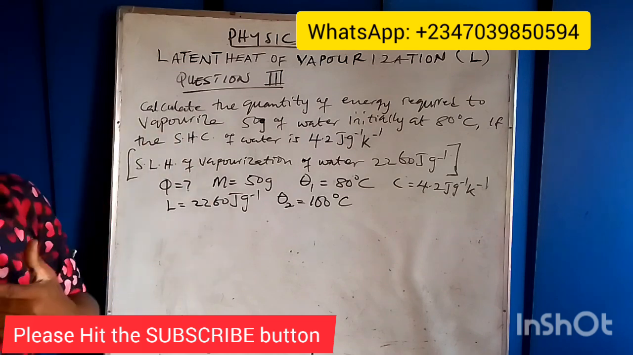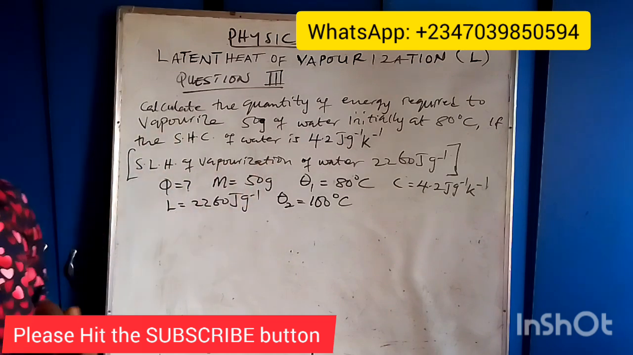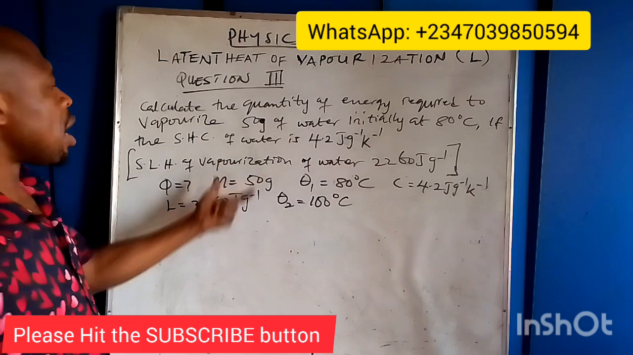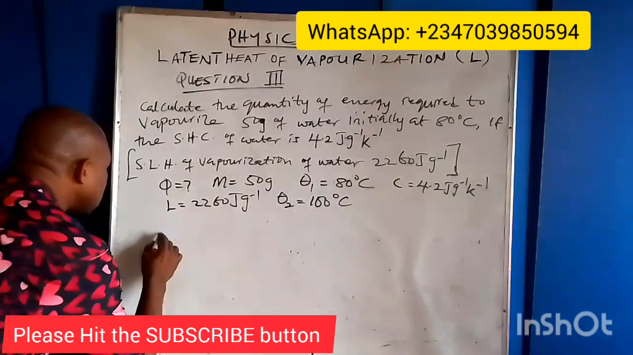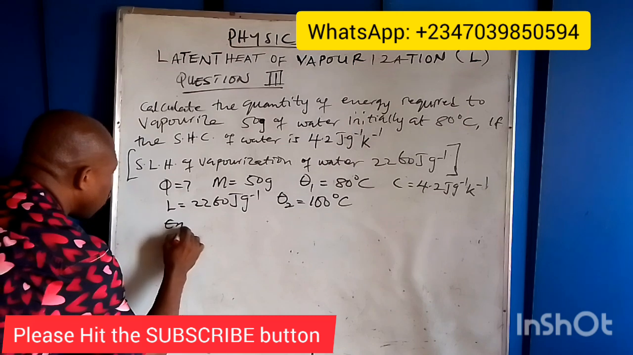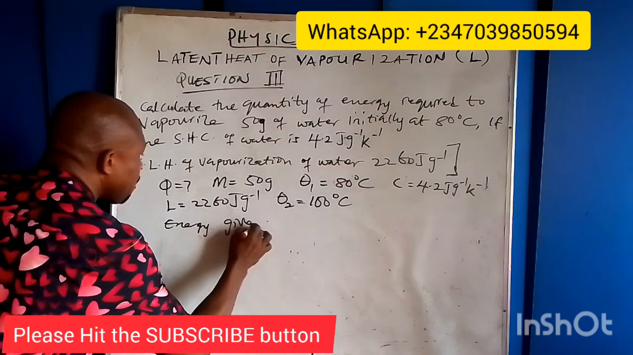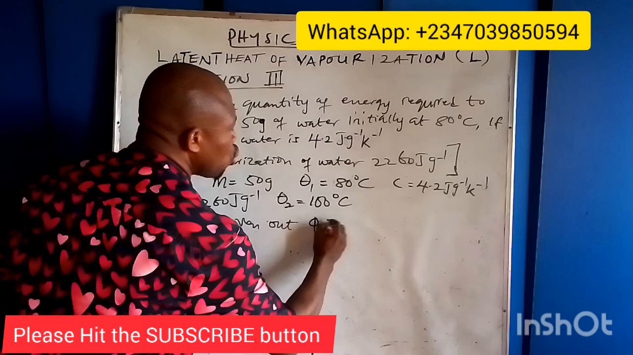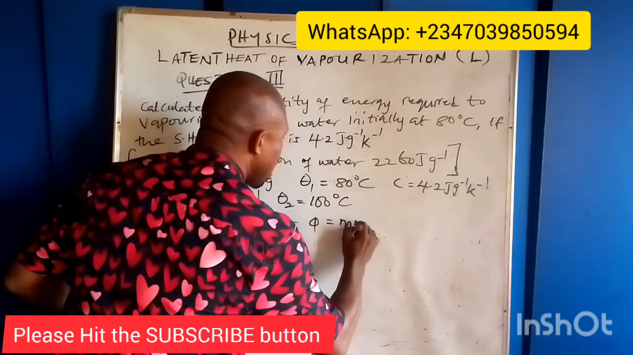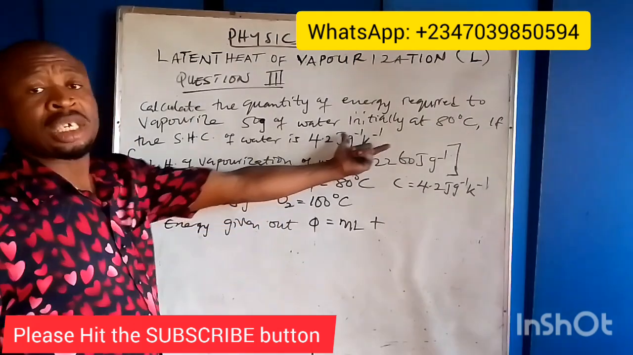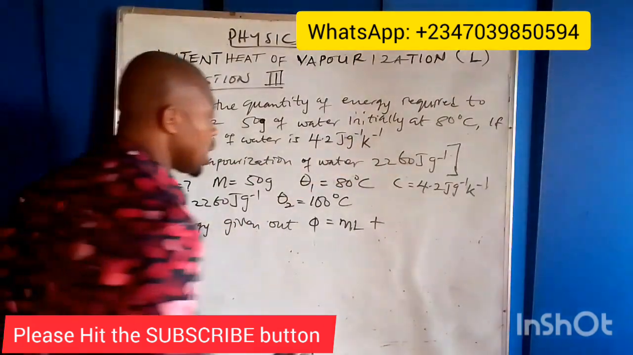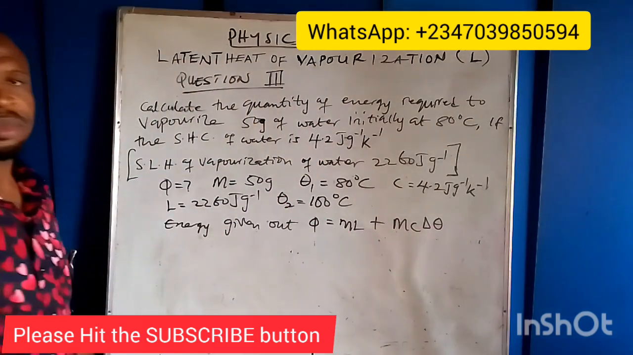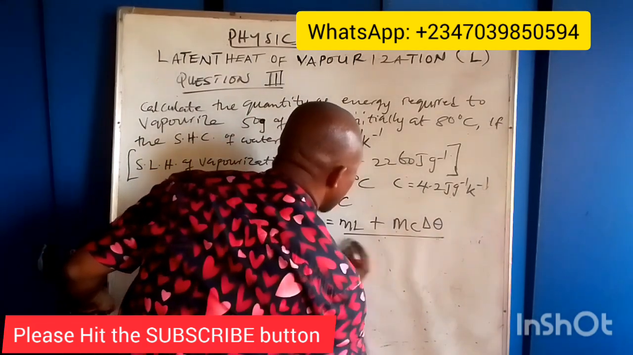Now, how do we calculate this? We say that the quantity of energy released, or energy given out, which is Q, is given by ML plus, and of course, there is change of state occurred here, we change in temperature, which will now give us MC delta theta. So this is the energy we are looking for.